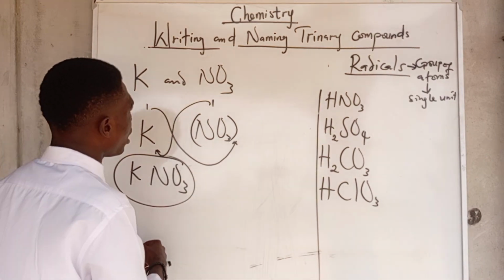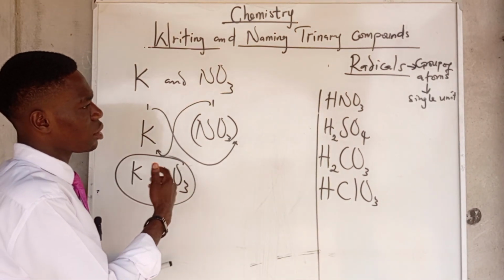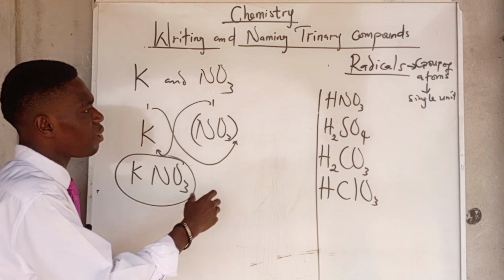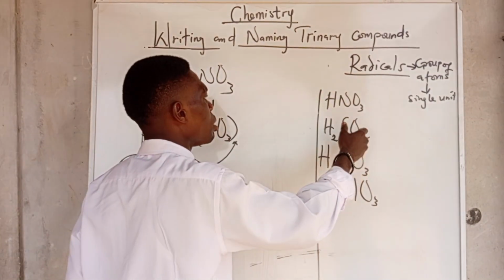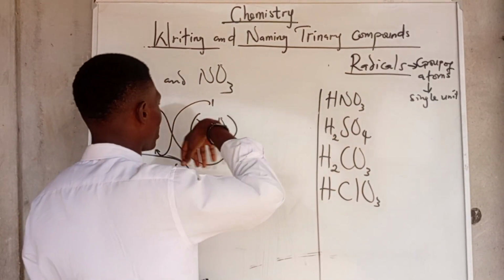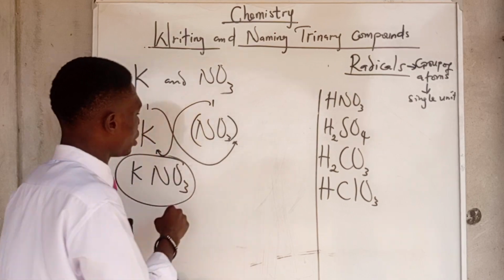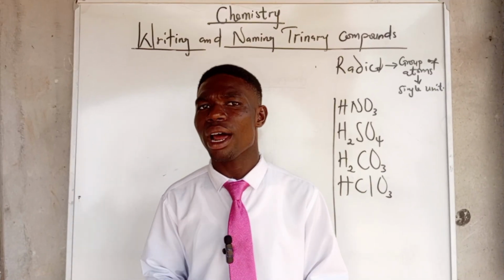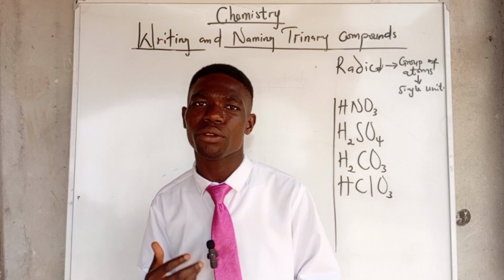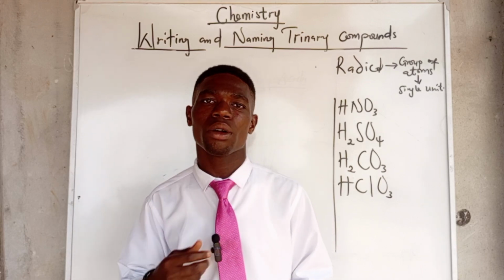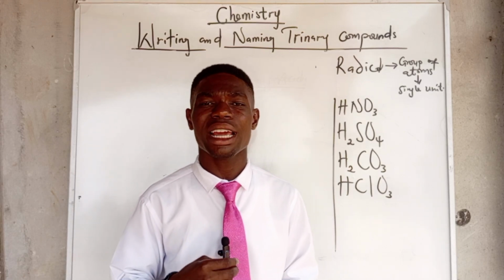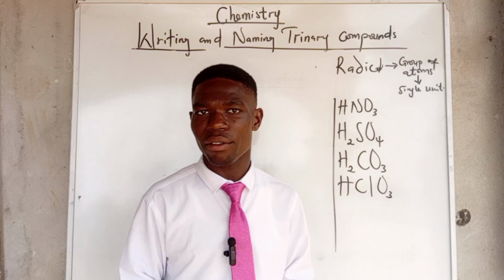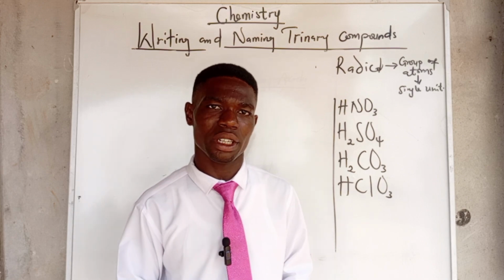Are we together now? You can now see that it is very, very simple if you know the valencies of the acid radical ions. It will help you to get the correct chemical formula for ternary compounds. So we're going to write the chemical formula for ternary compounds for the elements which have more than one valency, just like we did for the binary compounds.